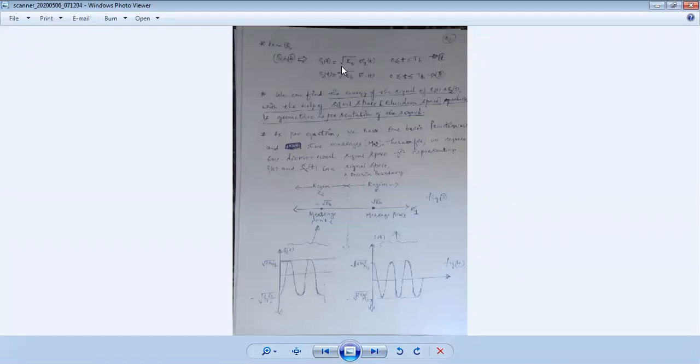Okay, so look back. That means we can write S1 of t. We are going to represent the signal passing the bit 1.